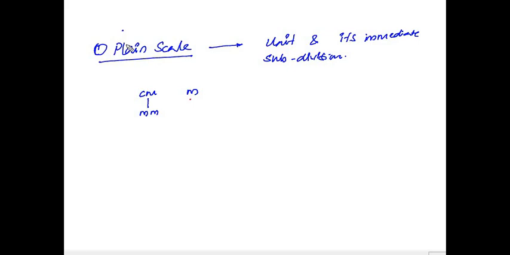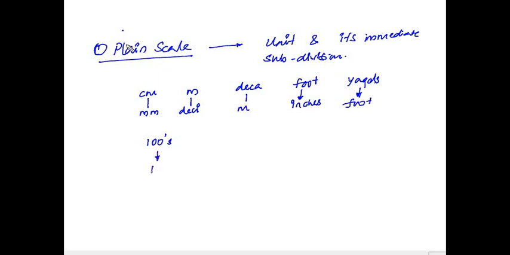You can show meters, the immediate subdivision is decimeters. You can show decameters, the immediate subdivision is meters. Similarly, you can show foot, the immediate subdivision is inches. Or yards, then you have foot. Or else you can show hundreds of units, tens, or ones.